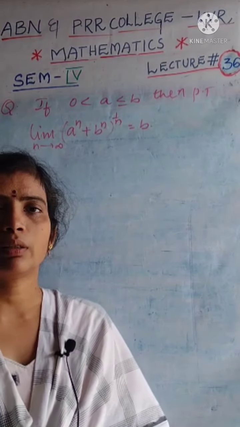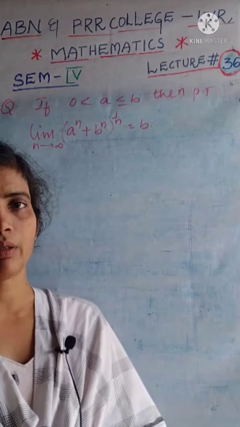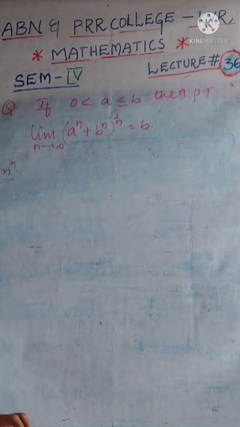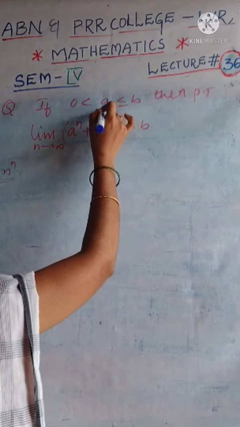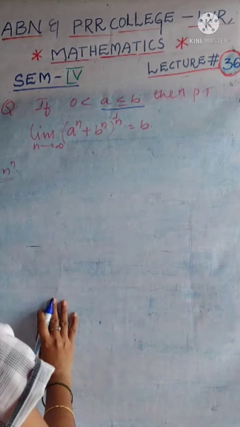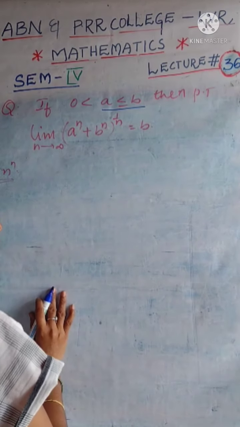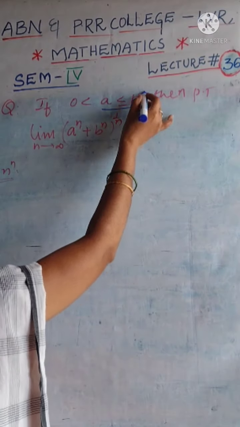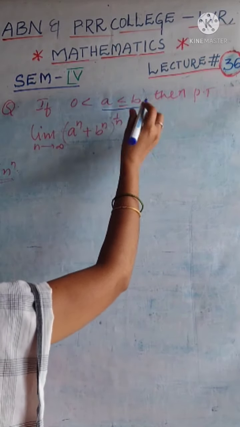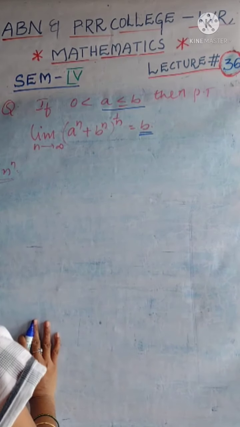Today we will discuss some more applications of Cauchy's second theorem on limits. Coming to the question, if a is positive and is less than or equal to b, then we want to prove that the limit of (a^n + b^n)^(1/n) when n tends to infinity is the biggest value among these two values. What is the biggest value? b. So that limit value is b.